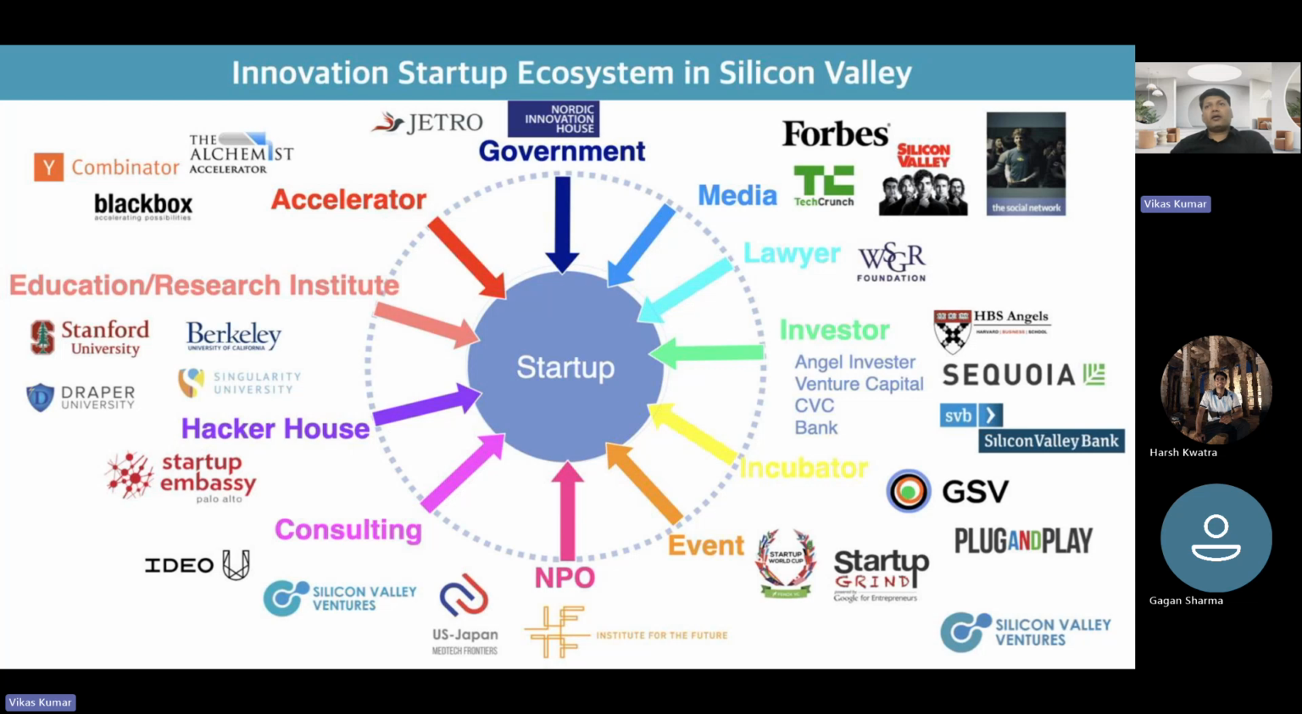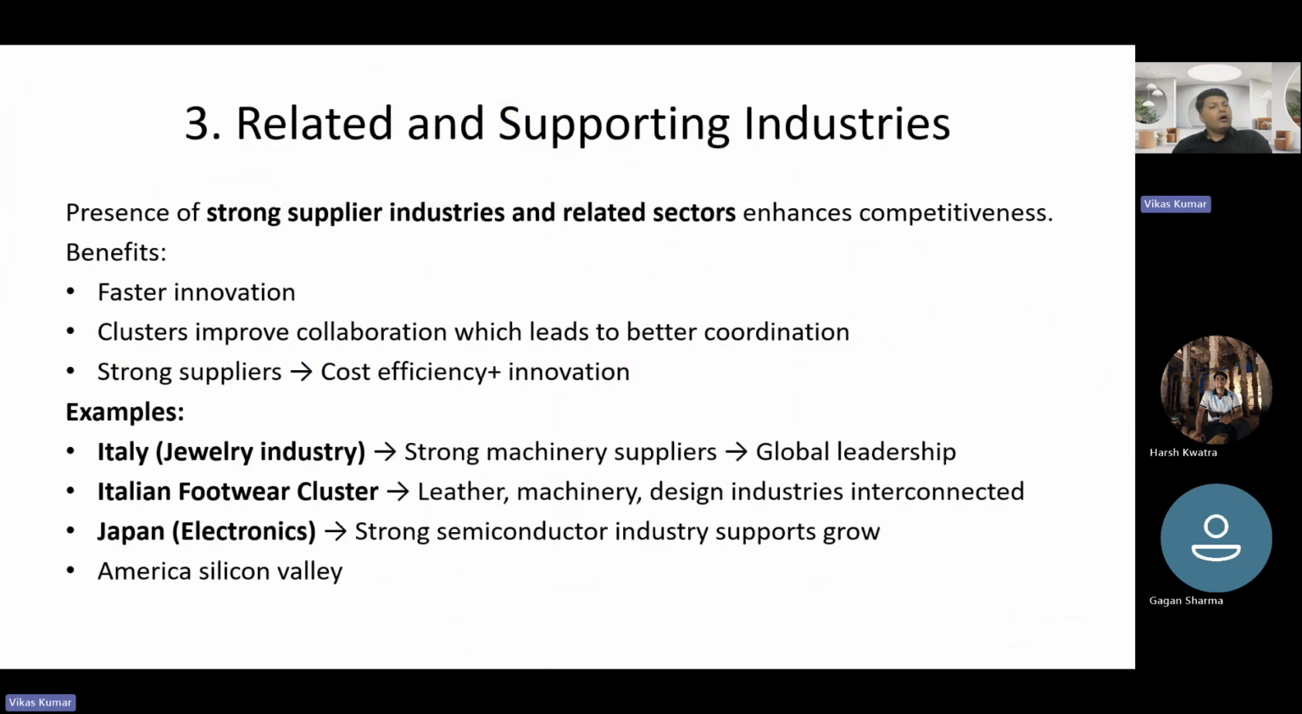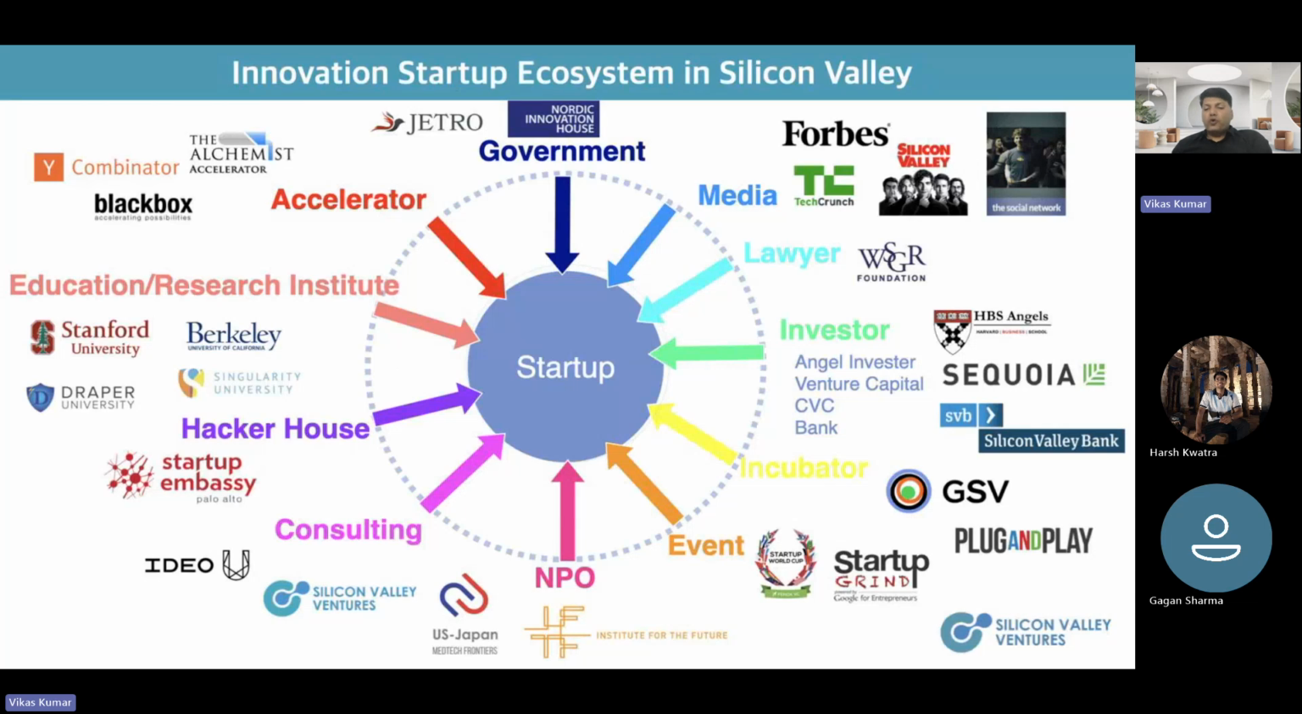Many companies like Facebook, Meta, Google, Apple, Amazon were incepted and started there and became global companies from San Francisco itself, because of the government, media, investors, incubators, events, consulting firms, and research institutes like Stanford, Berkeley, Draper University, accelerators. So with respect to related and supporting industries, this is the best example, which has supported technological startups at a very large scale.